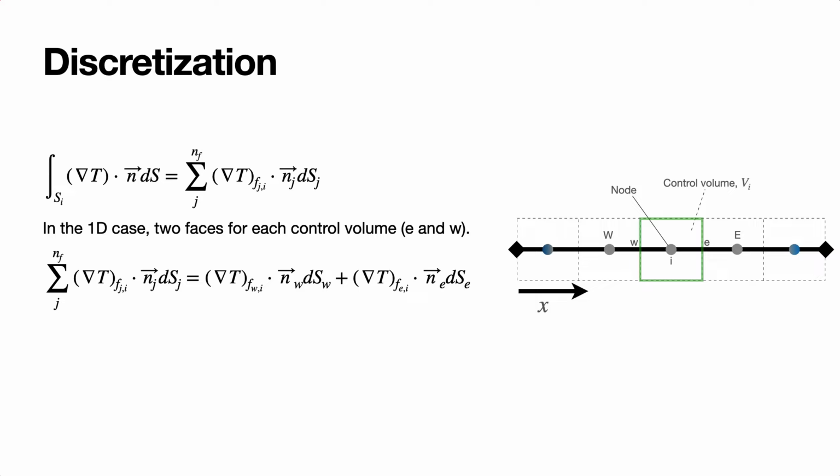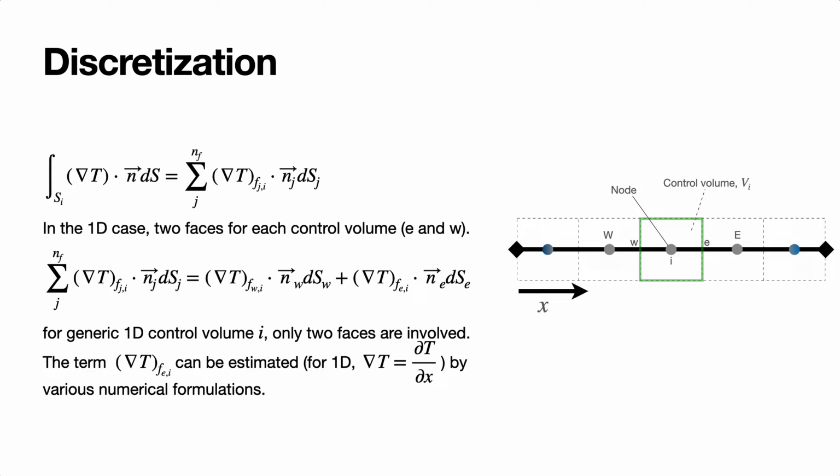So we can write for the west face as well as for the east face the gradient of temperature, with the dot product with the unit normal at, let's say, the west face and the surface of that face. Similarly, the same holds for the east face. In this case, we know the unit vectors and the surface from the mesh. The only thing that we need to compute further is the gradient at a given face. And in that case, we can use forward or central difference formulation to compute these derivatives.